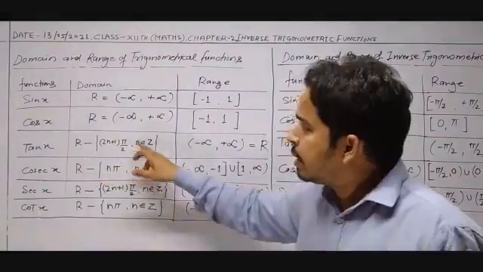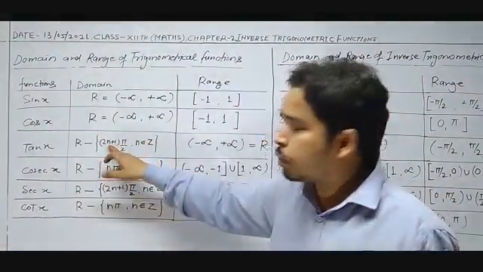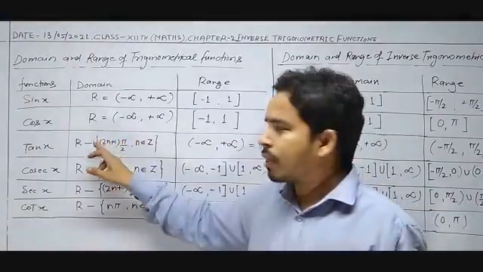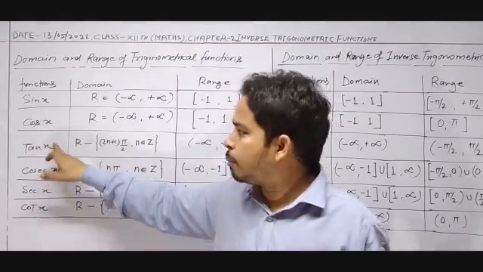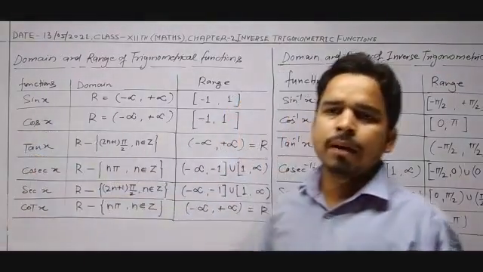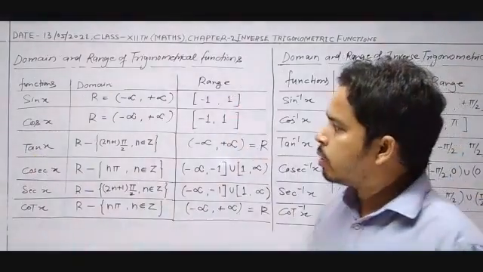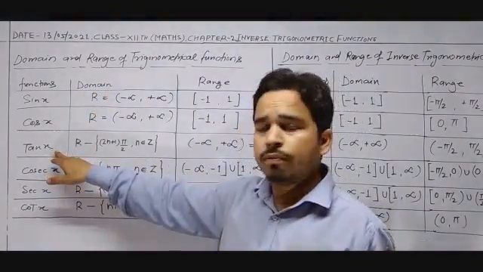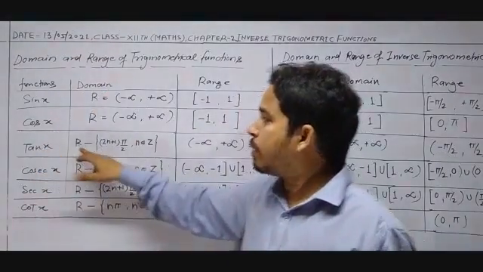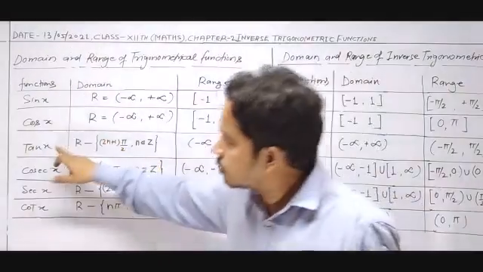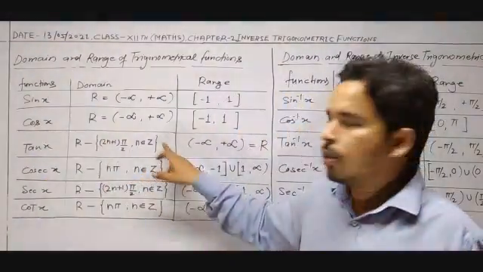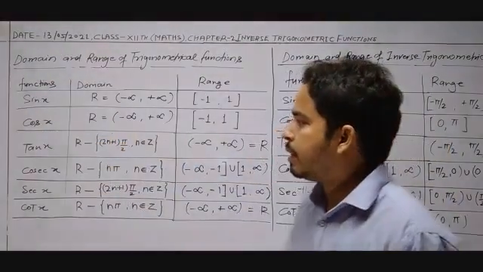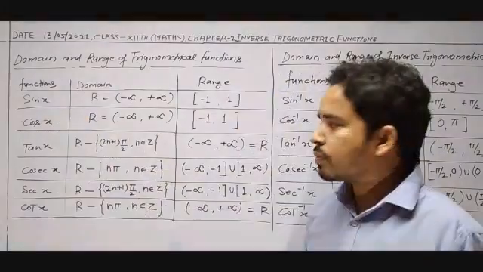So when you consider n is equal to 0, you get pi by 2, and when you put x is equal to pi by 2, the result will be tan pi by 2, which is infinity, meaning not defined. So what is the definition of domain? Domain says the set of all possible values of x at which the function is defined. At pi by 2 it is not defined, so the excluding part is here: all real numbers excluding 2n plus 1 pi by 2. This is the domain.